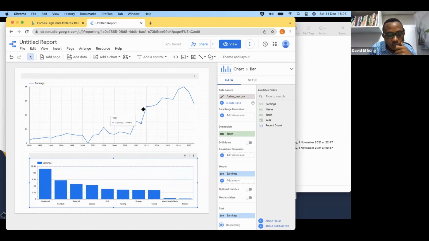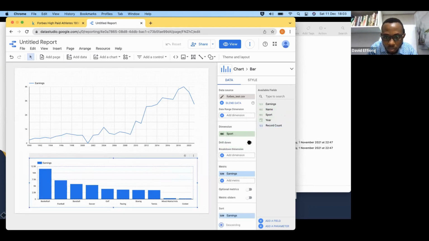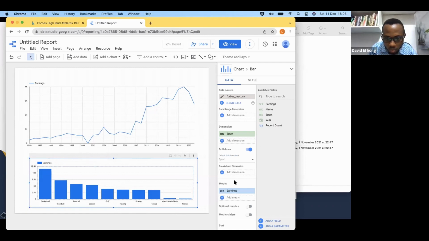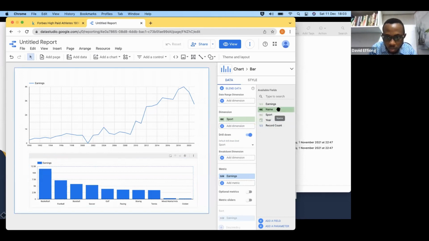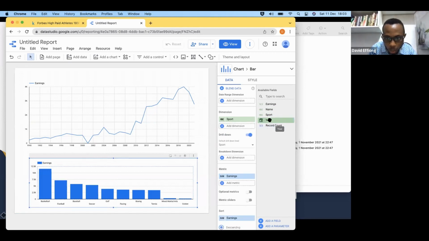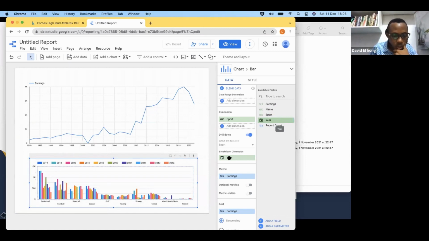Let's say I want to add the name here. Let's add the name here and see what comes up. It doesn't work. Okay. Oh, no. This is too dirty. Okay, let's do something instead.